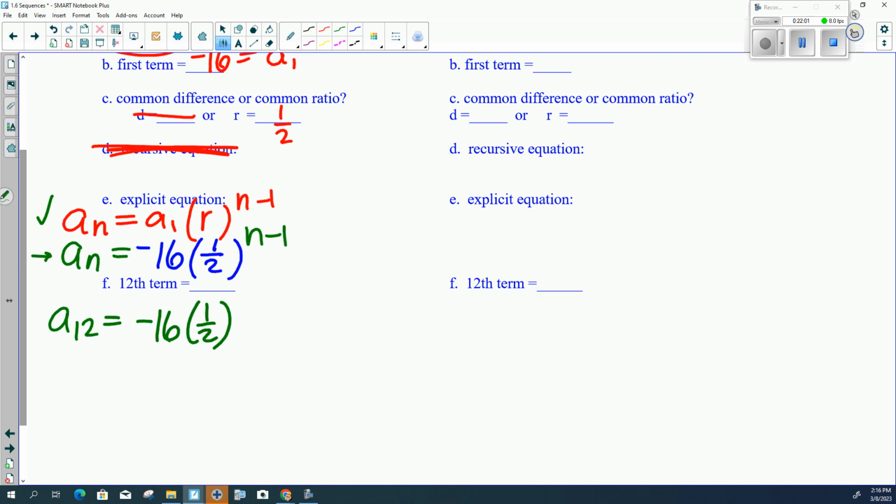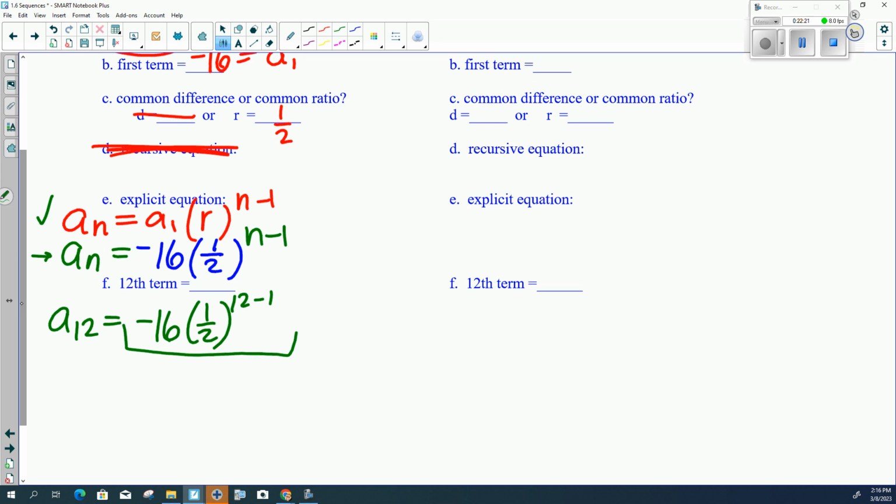And anywhere there's an n, we'll put that 12. And then you can punch that into your calculator. Because I don't think I know what 1/2 to the power of 11 is.